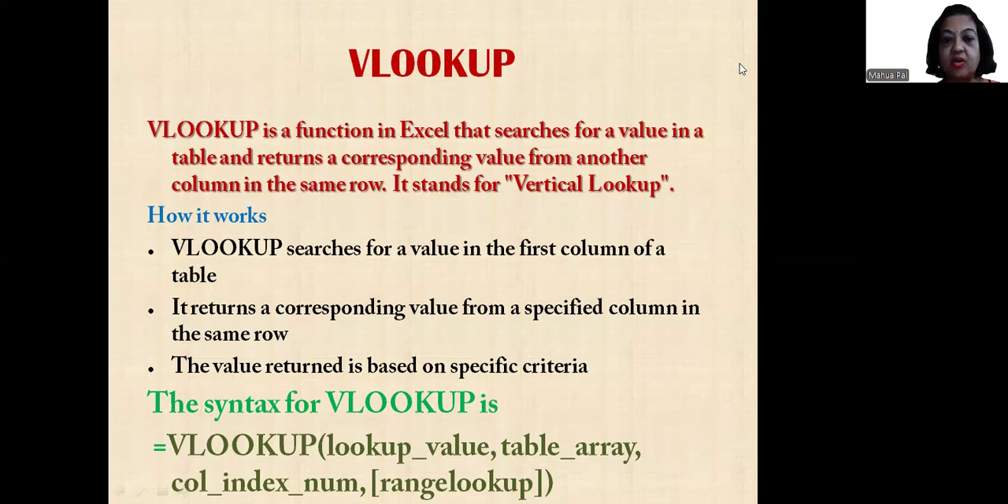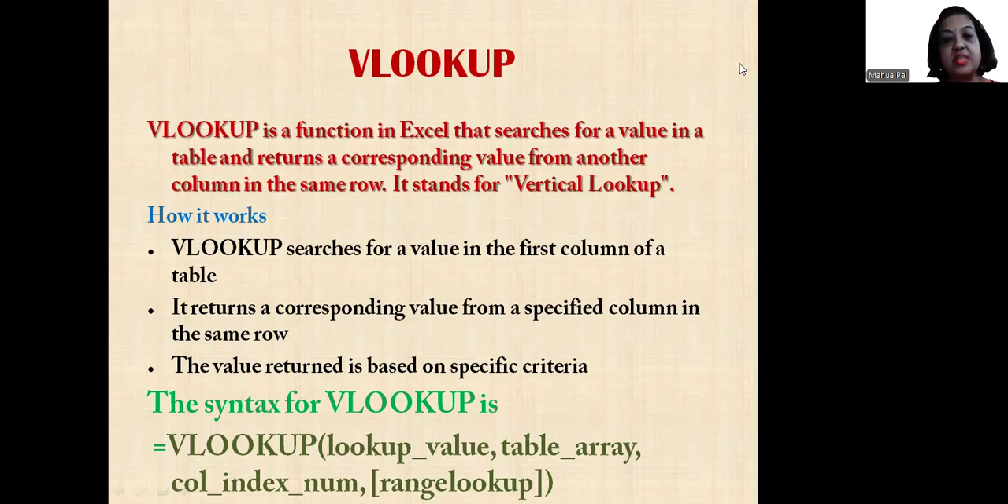It returns a corresponding value from a specified column in the same row, and the value returned is based on specific criteria. The structure of the VLOOKUP formula is shown here. In this formula, we need to feed four parameter values. That means 4 values you have to enter, such as lookup value, table array, column index number, and range lookup.